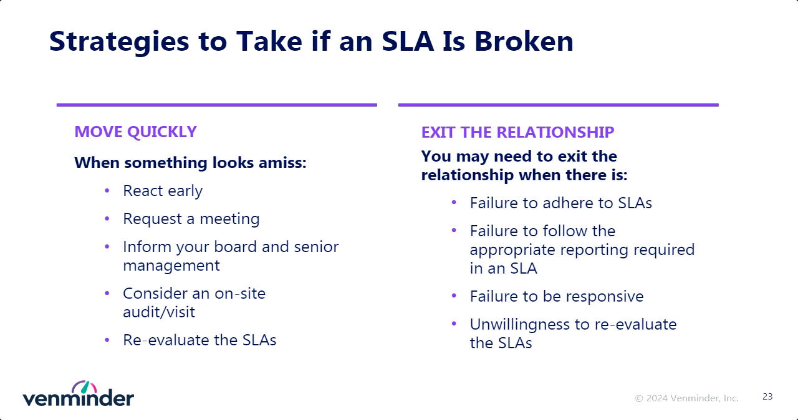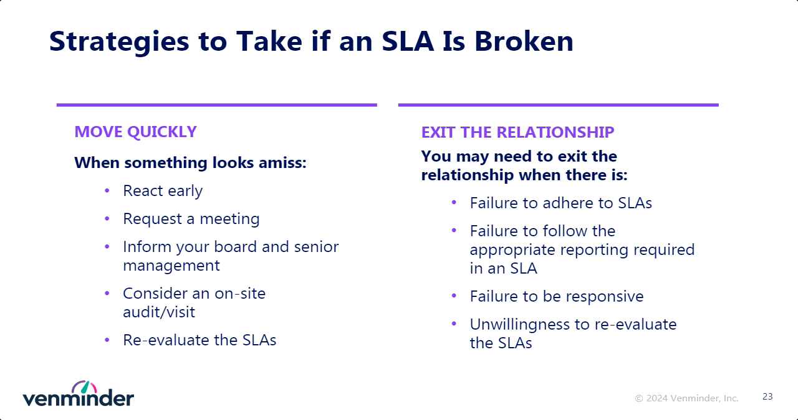And unfortunately, there will be times when an SLA is broken. So when that happens, what should you do? First thing is to move quickly. When something looks amiss, you certainly want to react early. You want to have a meeting with the vendor and the appropriate parties. Remember that escalation process I talked about a few moments ago. Depending on how severe it is, you may involve board or senior management. And you may also want to consider an on-site audit or visit, especially if there are repeat misses.